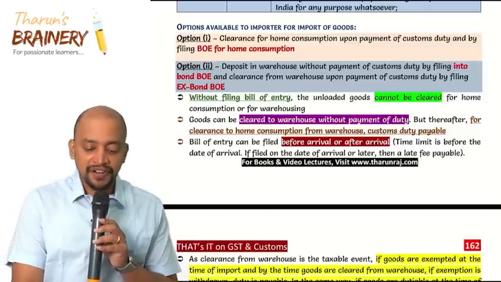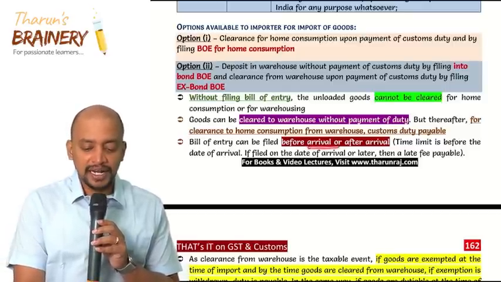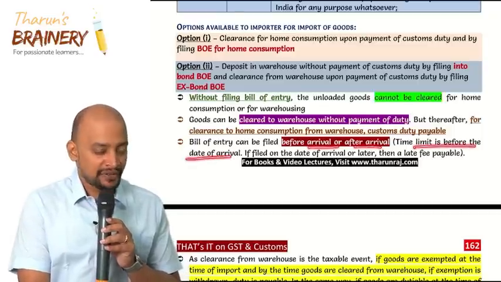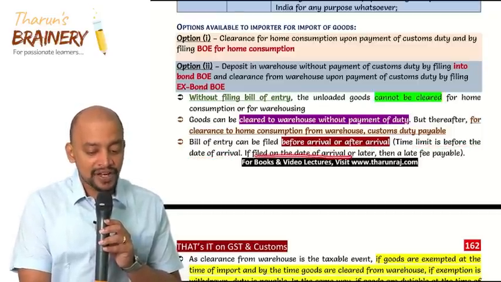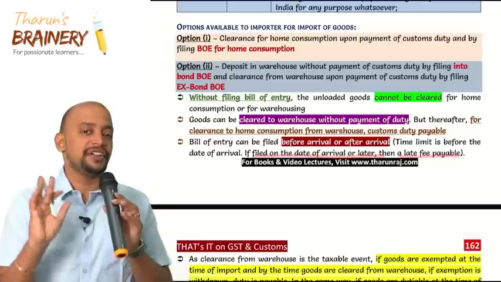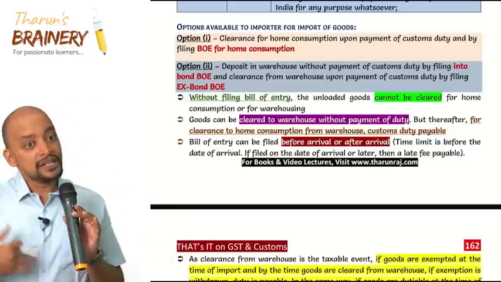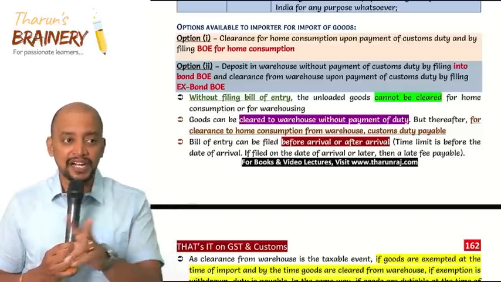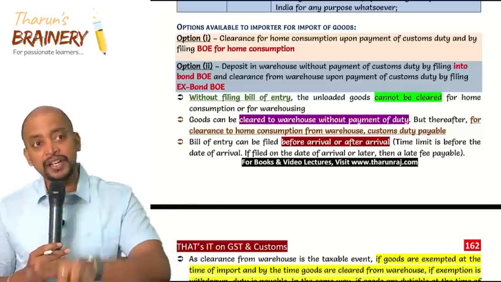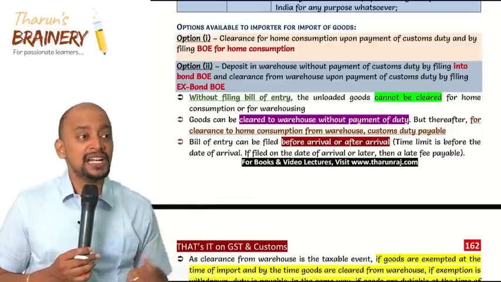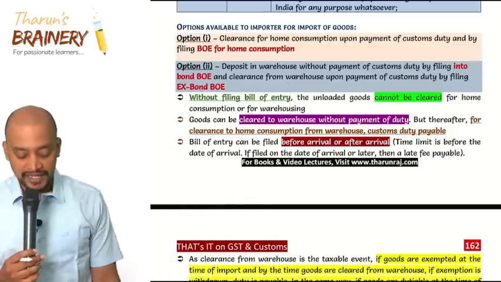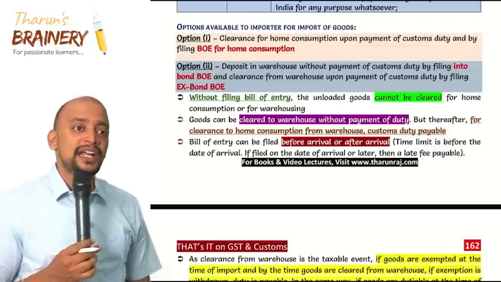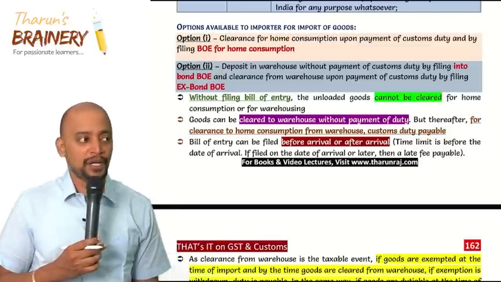Okay, it can be filed before arrival or after arrival, but the time limit is before the date of arrival. If filed on the date of arrival or later, then a late fee will be payable. You understood or not? You can file, but you have to pay the late fee. If you don't want to pay the late fee, you have to file it before the date of arrival, even though it may be a holiday. For example, Monday is the date of arrival, Sunday is a holiday. Even then, by Sunday, you should have filed the bill of entry.